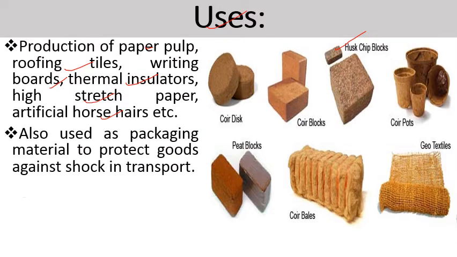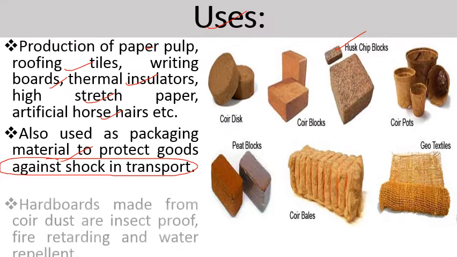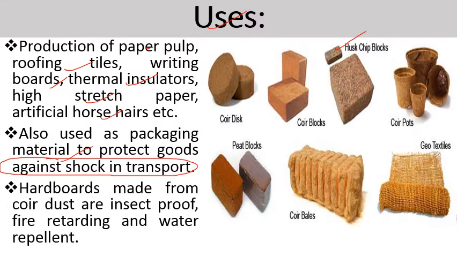This coir is also used as packaging material to protect goods against shock in transport. So when we transport anything, we protect it by using this coir. Then we can make hardboards and insect-proof, fire-retarding, water-repellent items by using this coir.